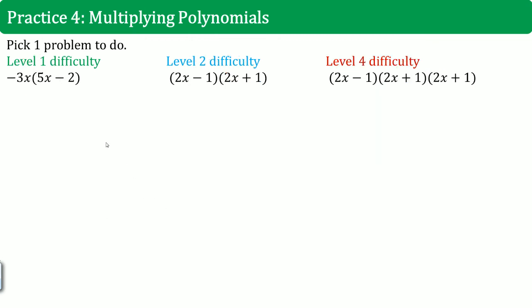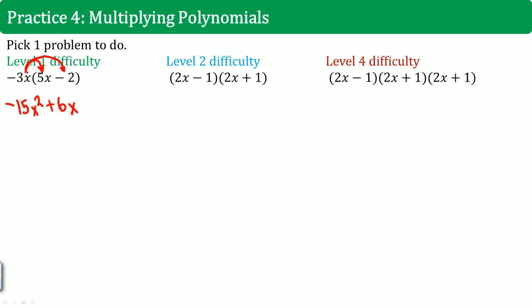Number 4. Again, pick one problem to do. All right, so you're multiplying, so just distribute this in. Negative 3x times 5x should get you negative 15x squared. Then negative 3x times negative 2 gets you positive 6x. Good. Let's do the next one.